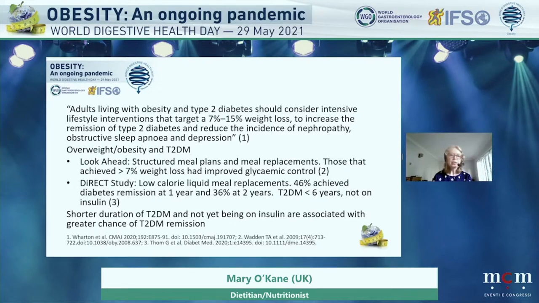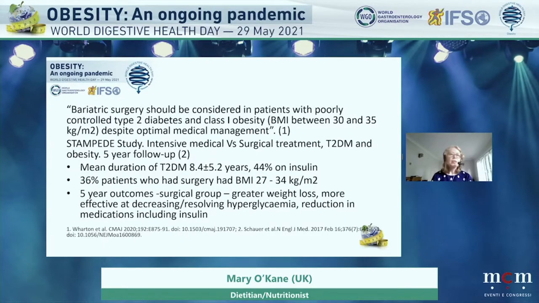However, one must remember in this study that people had type 2 diabetes for less than 6 years and were not yet on insulin. So there's evidence pointing to the fact that if people have interventions early when they've had recent onset diabetes and are not yet on insulin, there's a greater chance of people having diabetes remission. But obviously our lady has had diabetes for some time and is already on insulin. Also, a number of guidelines recognize that early intervention, again with recent onset diabetes and also with class 1 obesity, is more likely to achieve better outcomes.